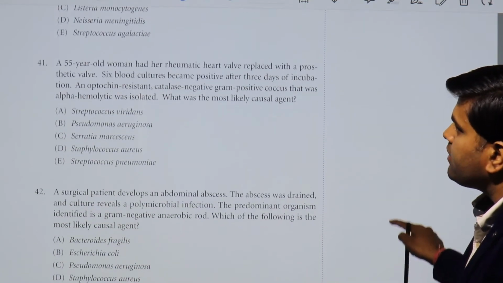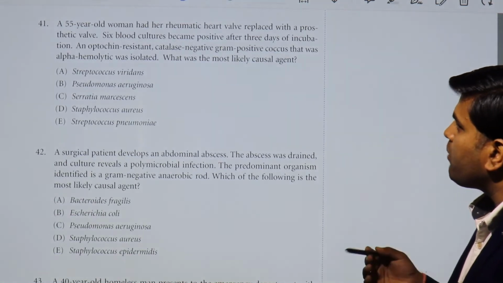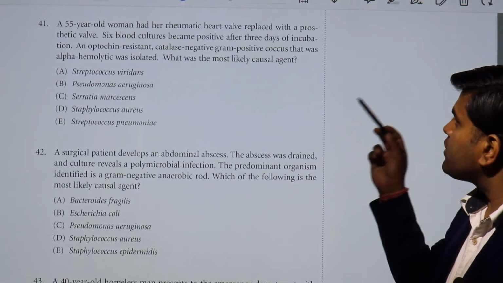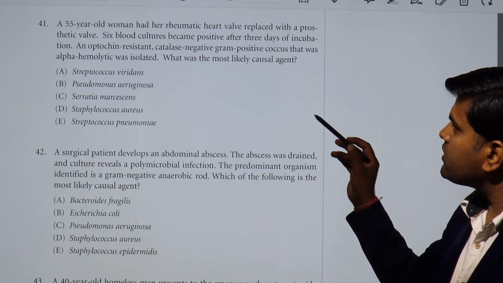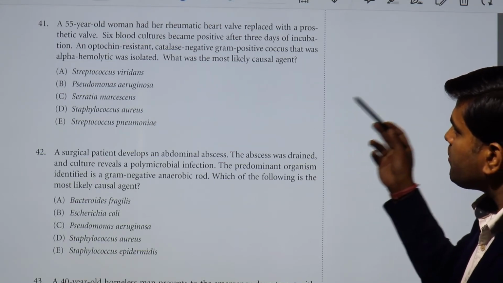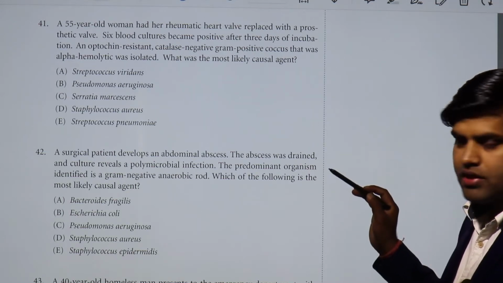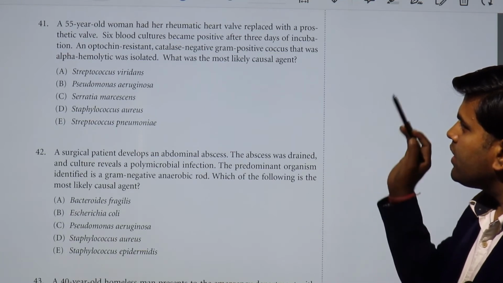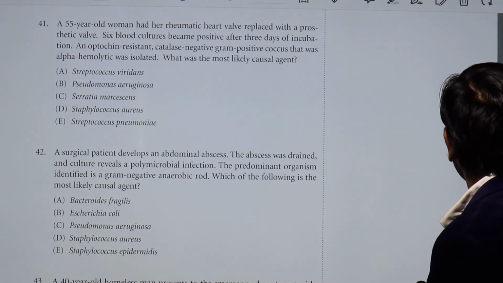Let's move forward again. A 55-year-old woman who had rheumatic heart disease has been replaced with a prosthetic heart valve. Within this 55-year-old woman, blood cultures became positive after 3 days of incubation. So there is rheumatic heart disease with a positive blood culture, so infective endocarditis is there. Now what is the organism? They will lead you to the organism.